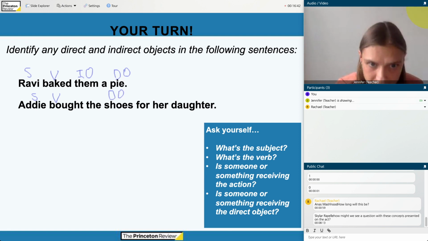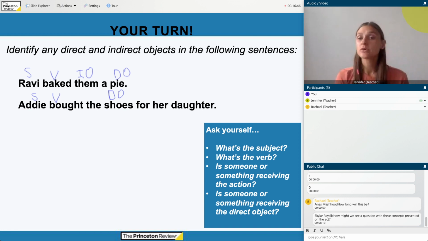That should be a D. It looks a little bit like an O. And is someone or something getting those shoes? Well, yeah, her daughter's getting them. They're for her daughter.